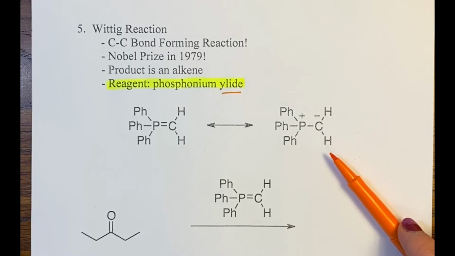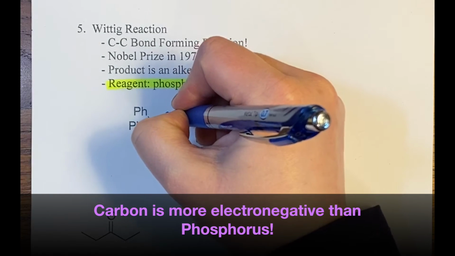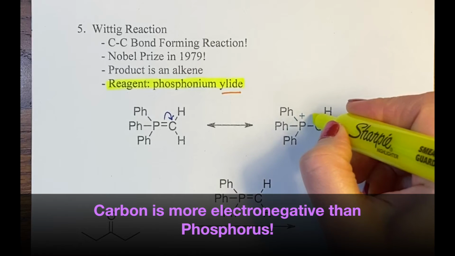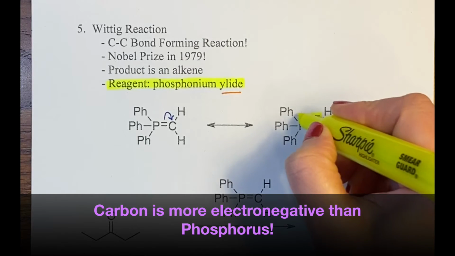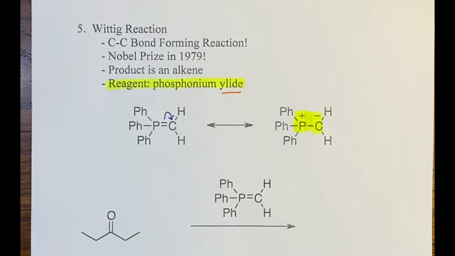Now, when it comes to electronegativity, my phosphorus is less electronegative than the carbon. So that means that when I separate this double bond, the electrons are going to belong to the carbon, unlike what happens with my carbon-oxygen double bond. In the structure of the ylide, it's my carbon that has the negative charge and my phosphorus that has the positive charge. That means my carbon from this ylide is going to be a good electron donor, and my phosphorus is going to be the electron acceptor when we get to the mechanism.